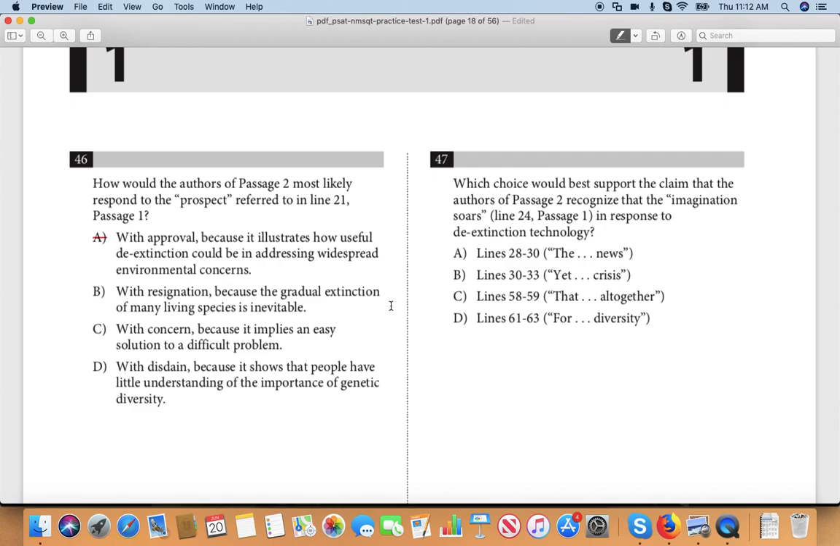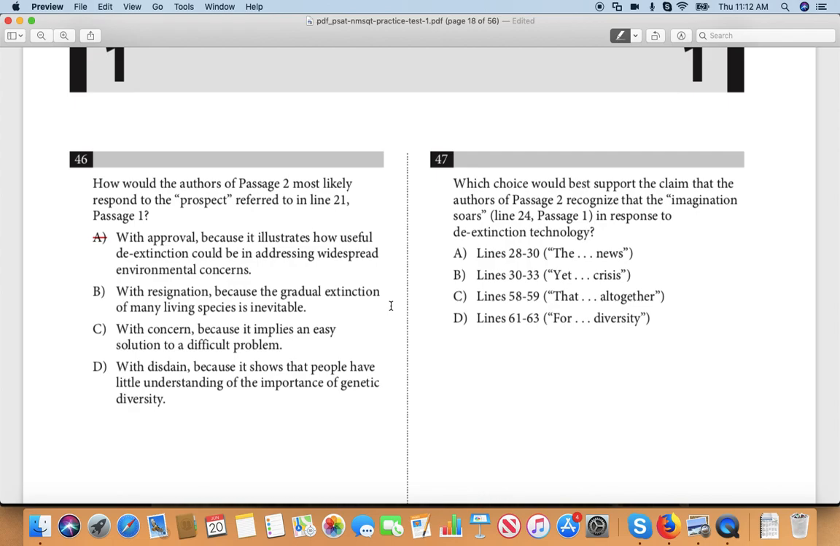With concern because it implies an easy solution to a difficult problem. I don't think so. Why not? Because it's just saying how cool it sounds. It's not really talking about the difficulty or even the solution of it. It's just saying, oh, that's like a crazy idea. My only concern is I think it's answer choice C. I'm going to leave it. Hold on. I'm going to leave it.